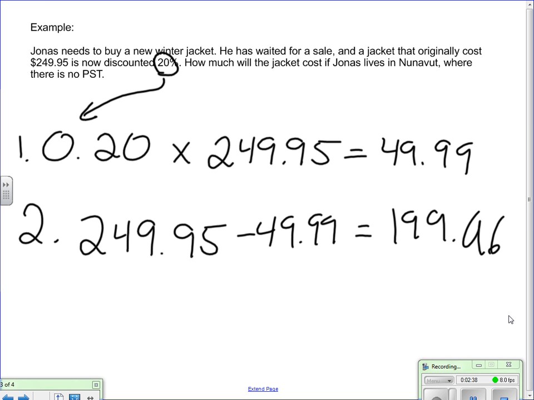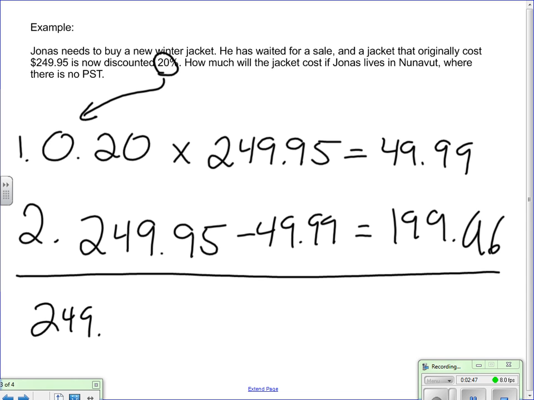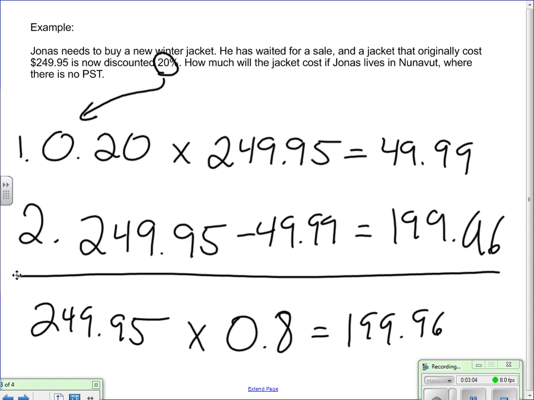Okay, now there's an ulterior way to do this. Rather than doing both of these, I could simply take $249.95, because remember, 20% is the discount. That means I'm paying 80% for the total cost. So I can take the total price and I can times it by 80%, so 0.8, and I'll be left with $199.96.